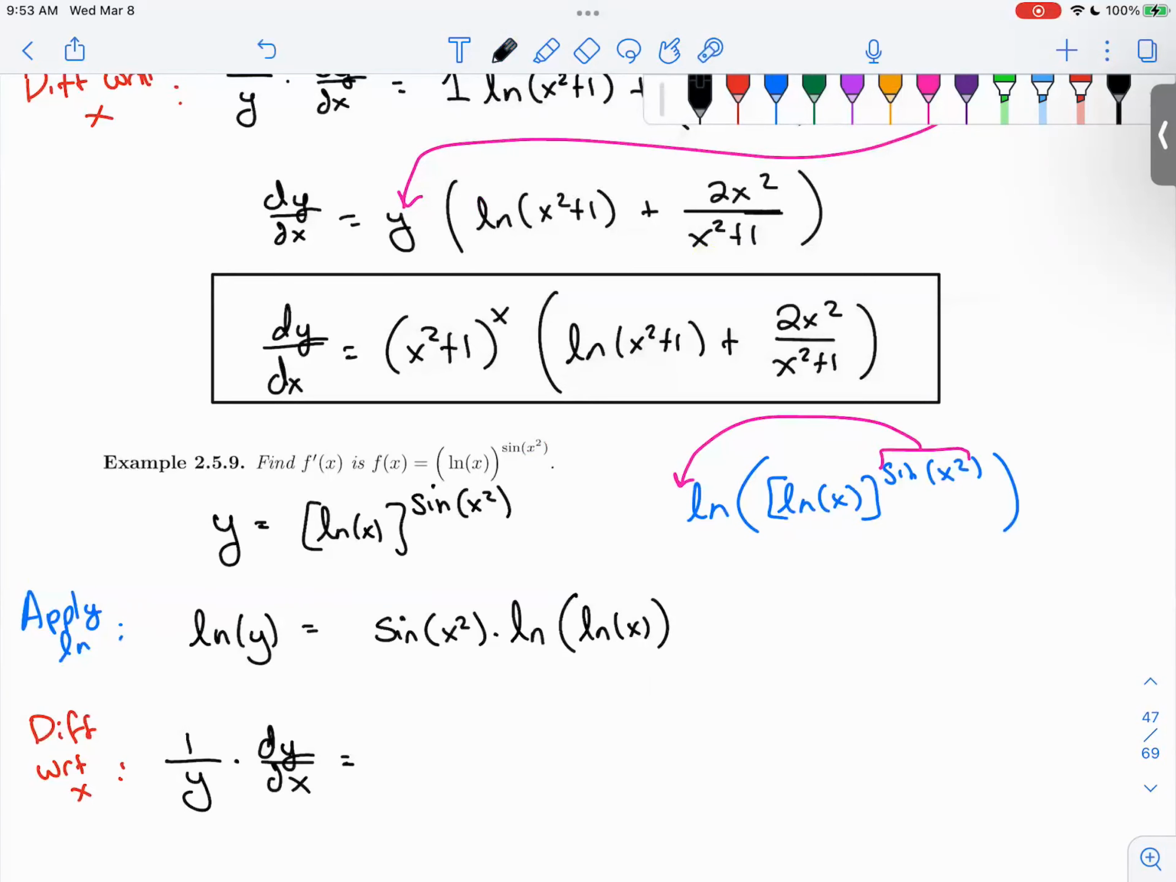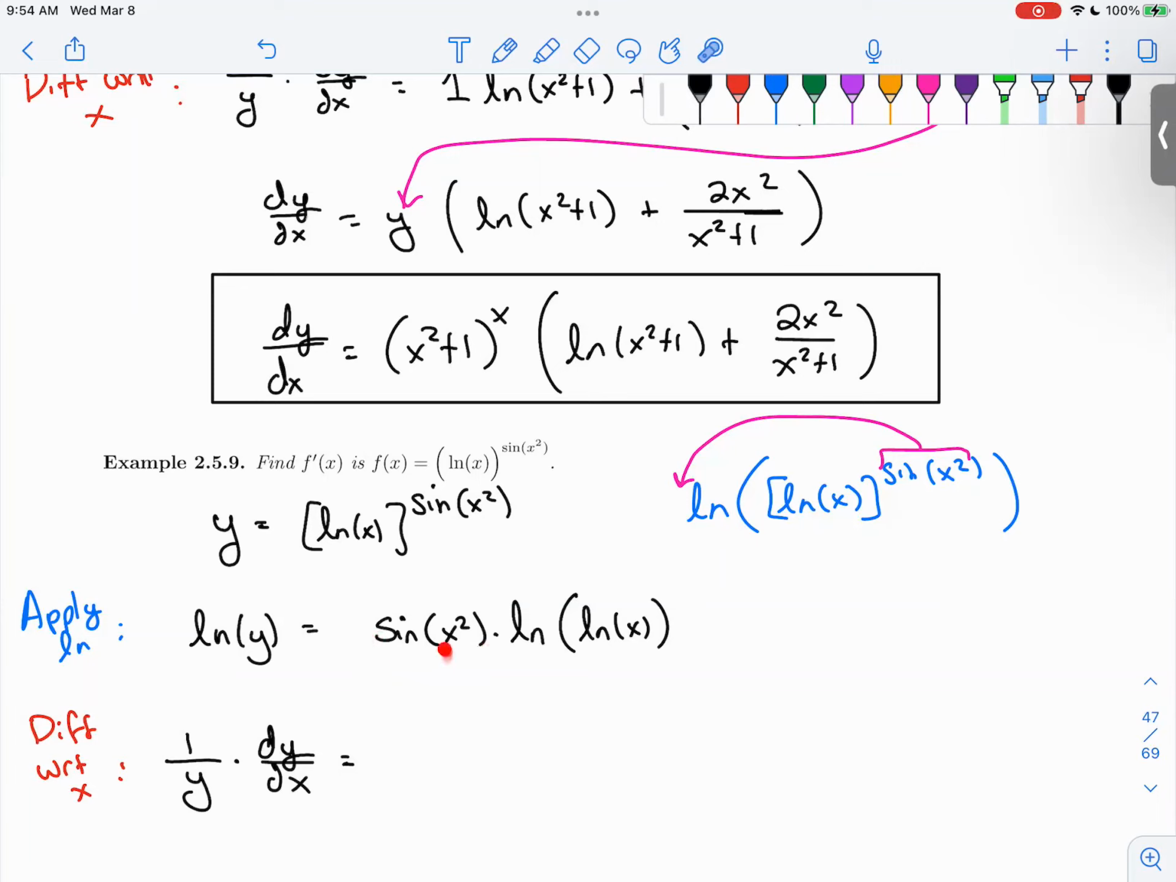Now this is going to require a product rule on the other side. You can either write your f primes and g primes on the side, or you can do it all in one step. If you feel comfortable doing it all in one step, be my guest. If anybody would like me to write the f primes and g primes on the side, I'm happy to do so. But I'm just going to do it all in one go.